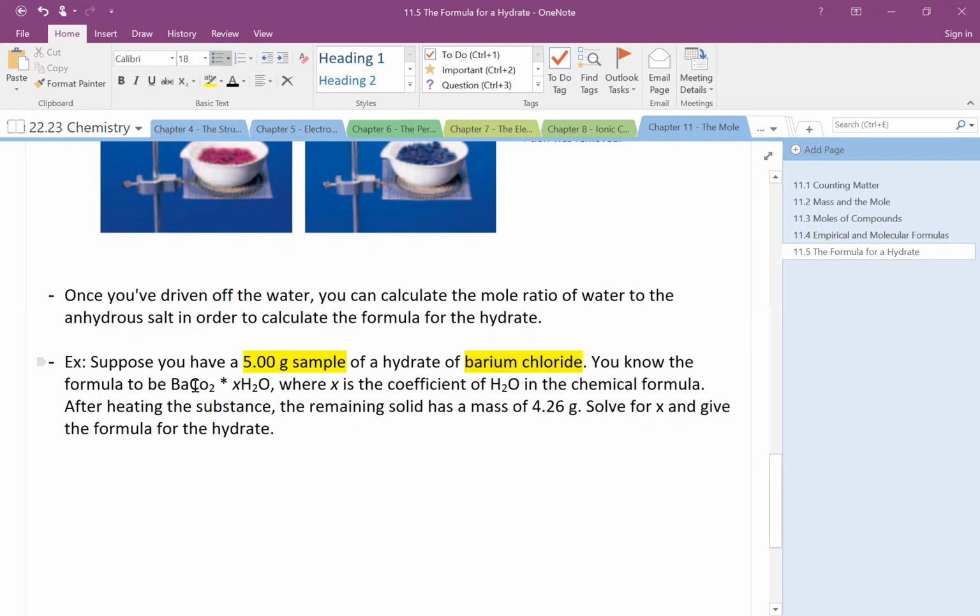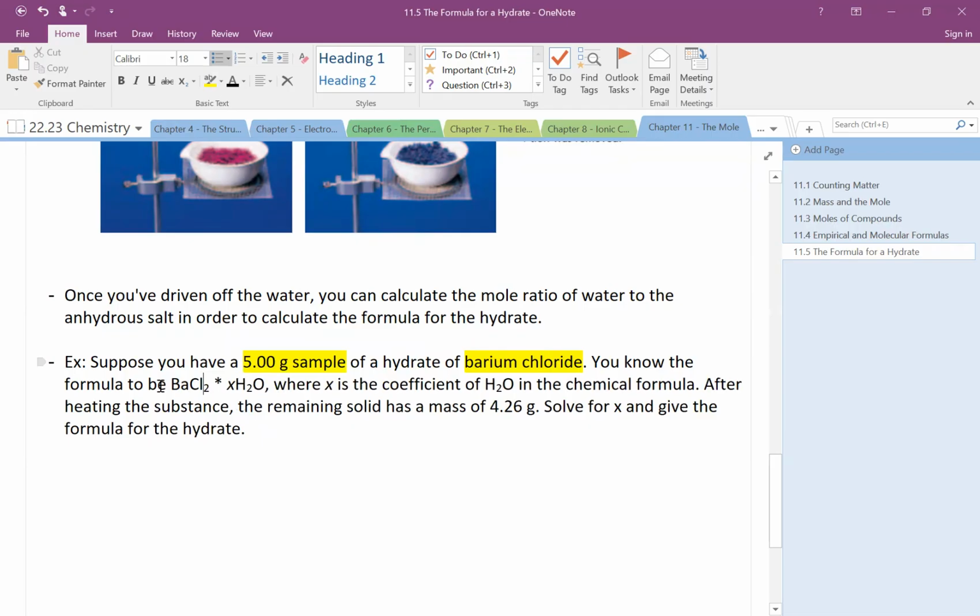You know the formula to be BaCl2, not CO, but Cl2, dot some number of H2O, where X is our coefficient of the H2O in the chemical formula, right? So we don't know how many water molecules we have associated with our barium chloride ions. After you heat the substance, the remaining solid has a mass of 4.26 grams. The question asks you to solve for X and give the formula of the hydrate.